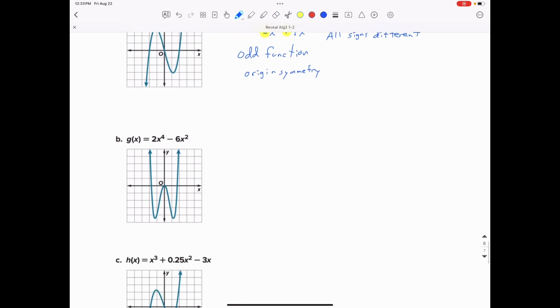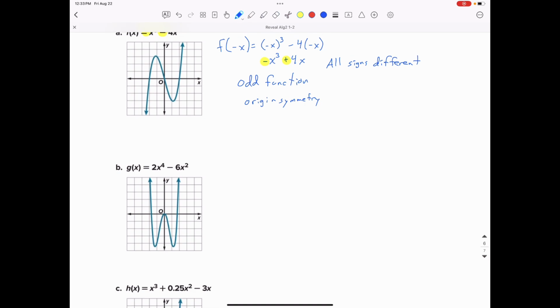The second one, part B, g of x equals 2x to the fourth minus 6x squared. This one definitely does not have origin symmetry, because if you flip that W around upside down, it's not going to be a W anymore, it's going to be an M. But it could potentially have y-axis symmetry.